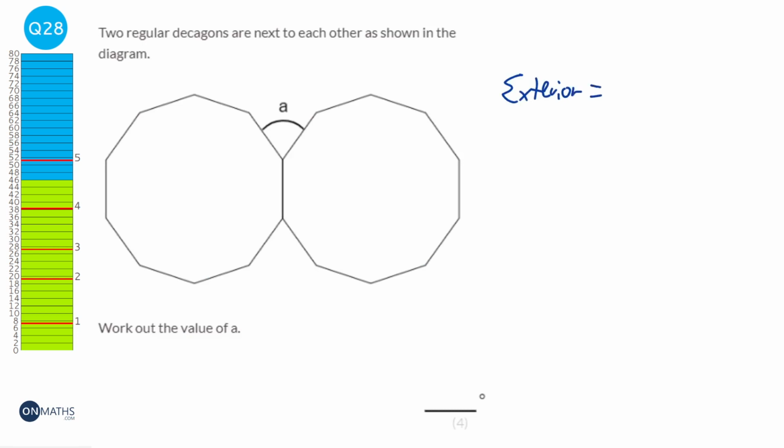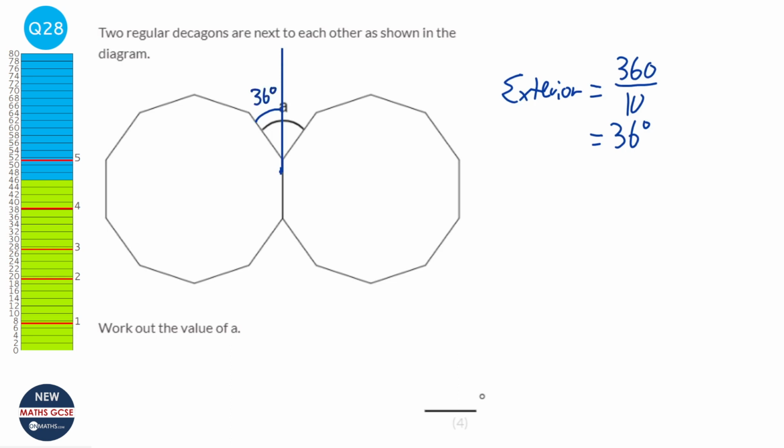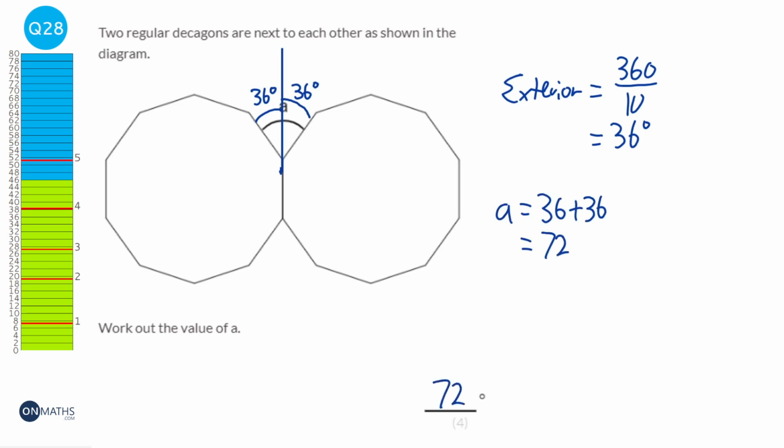To find the exterior angle of any polygon, we do 360 divided by the number of sides. These are decagons, which means they have 10 sides. So the exterior angles will be 36 degrees. And the exterior angle is just an angle that continues on from the side. So this one here is the exterior angle of the left-hand decagon, and this one here is the exterior angle on the right-hand decagon. So altogether, the angle a will be 36 plus 36, which will be 72. So our answer will be 72 degrees.